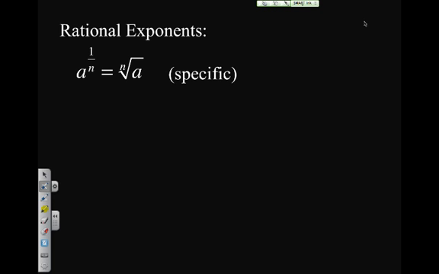Some more detail on these. When we have a rational exponent, a to the 1 over n power is equal to the nth root of a. That's just some notation things. This one, notice, is in exponential form. This one is in radical form. So those are the two different ways we can write that.